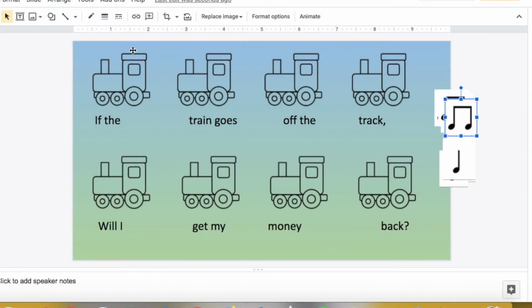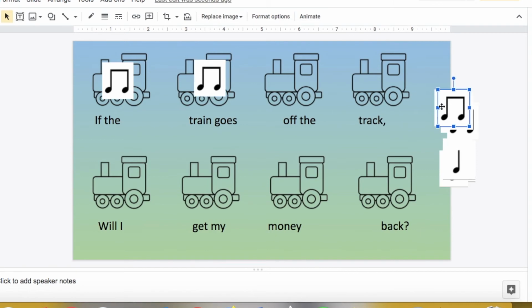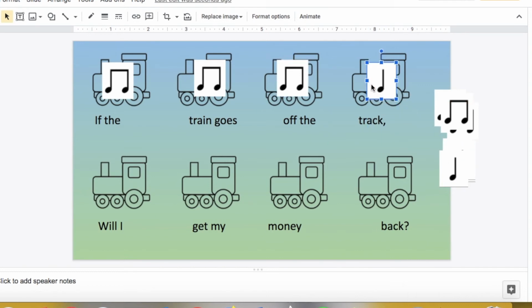All right, on our next page. If the train goes off the track, will I get my money back? If the. Two sounds on a beat, so that's a TT. Train goes. Another two sounds on a beat, that is another TT. Off the. Another two sounds on that beat, that's a TT. Track. That one is a ta. One sound on a beat.